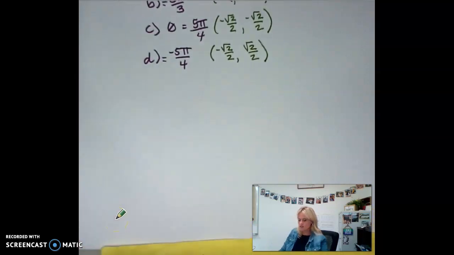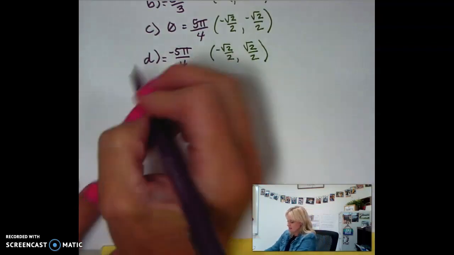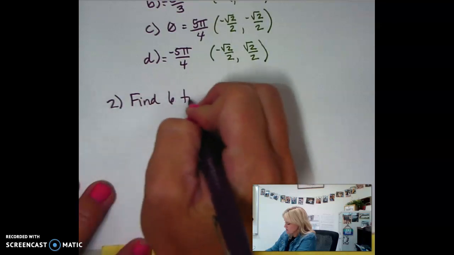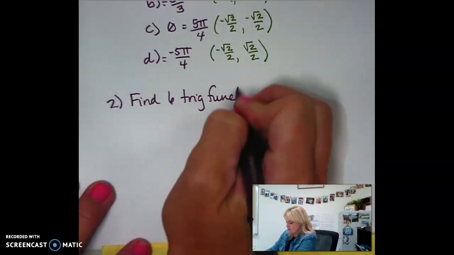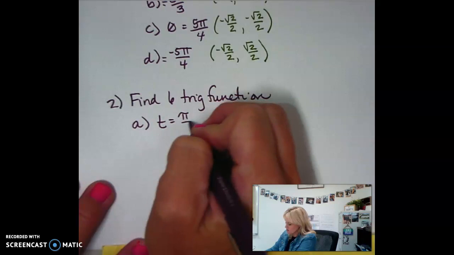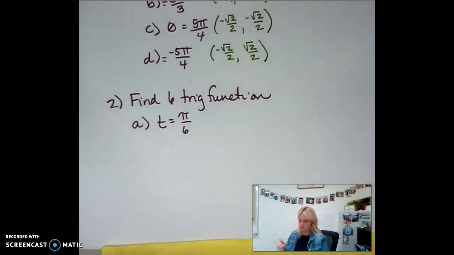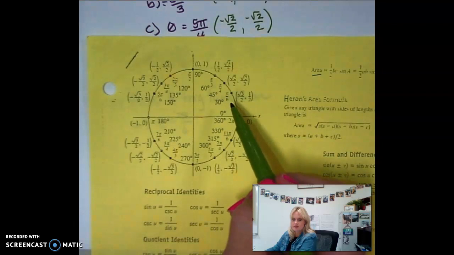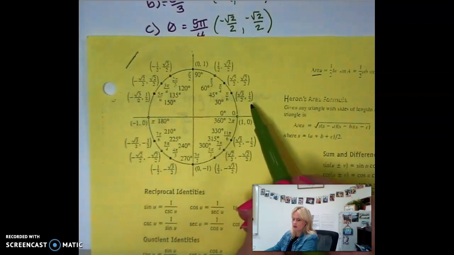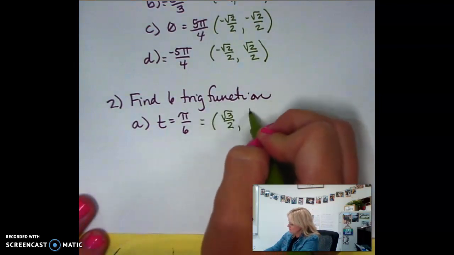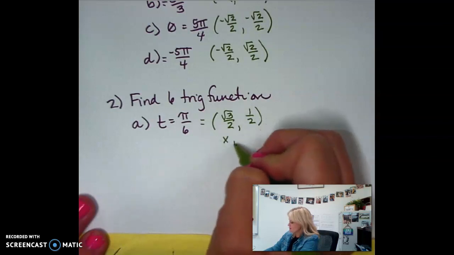So the first question that we want to look at today is find the 6 trig functions for when theta, now it can also be written like this, is pi over 6. So the first thing I need to do is find pi over 6 on my unit circle and write down my x value and my y value. So it is equal to the square root of 3 over 2, 1/2. Again, remember this is your x and this is your y.